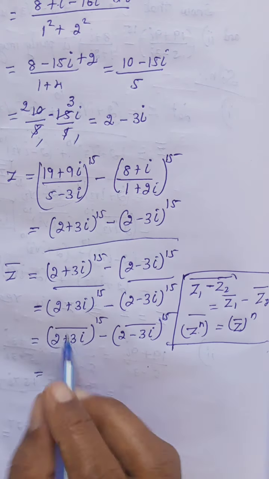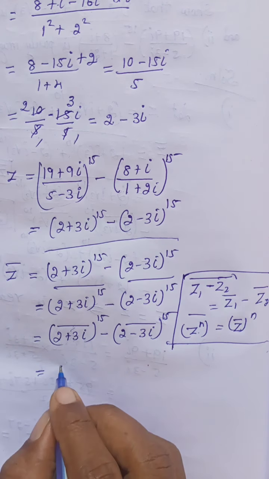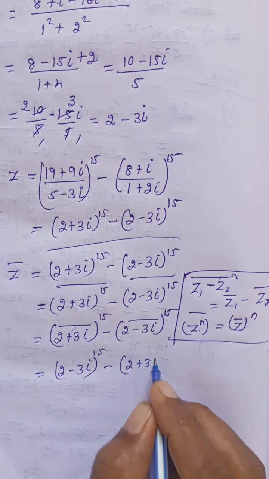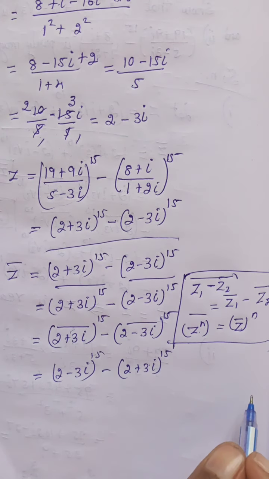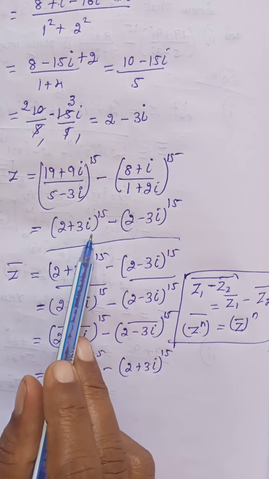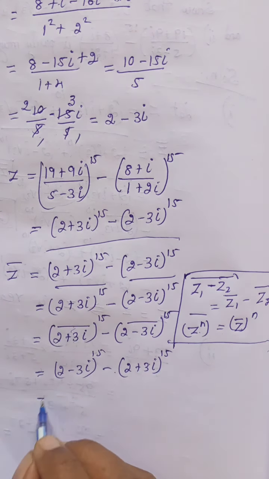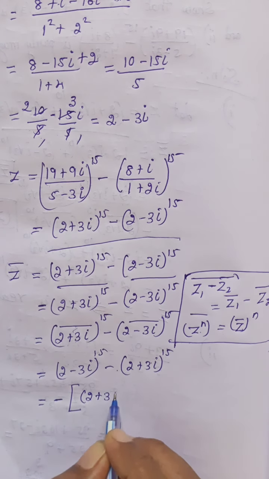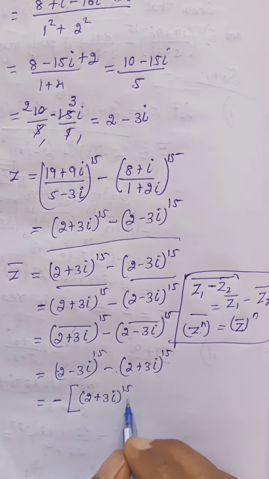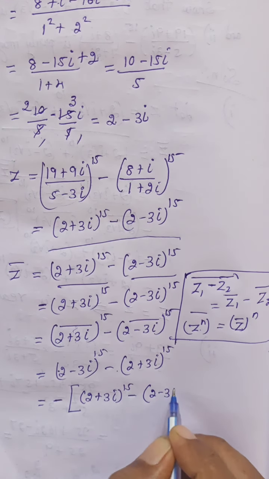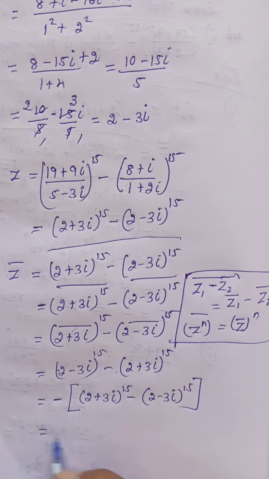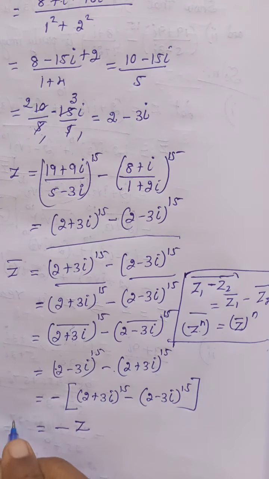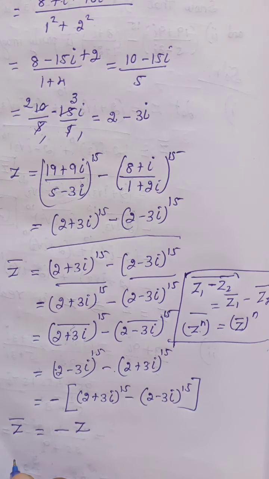Now this conjugate we know. Plus will become minus, so (2 - 3i)^15 minus (2 + 3i)^15. In z, first 2 + 3i is there, so shall we take the minus outside? When we take a minus outside, it becomes positive: (2 + 3i)^15, and it becomes negative: (2 - 3i)^15. So this is minus, and this is what we have taken as z. So now we have got z bar equal to minus z.